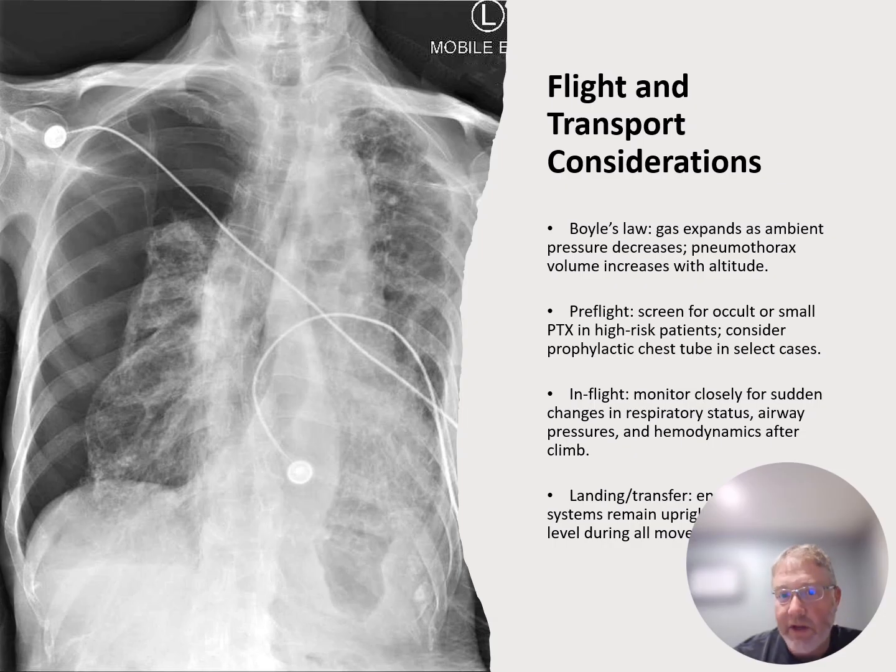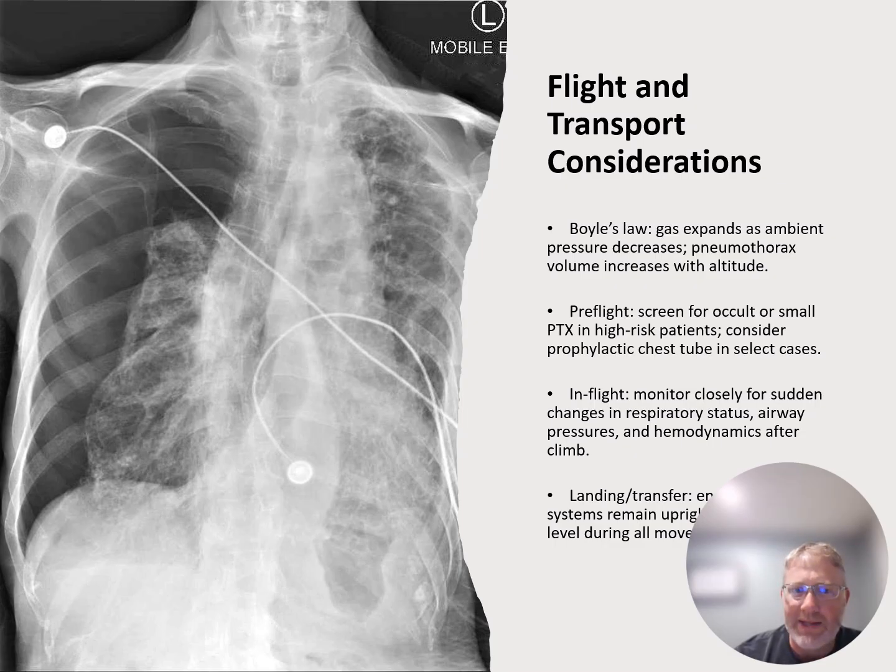In flight, always monitor closely for changes in your respiratory status, in airway pressures, and in hemodynamics after the ascent and during any turbulence, both of which can have a big impact on worsening the air in the pleural space.